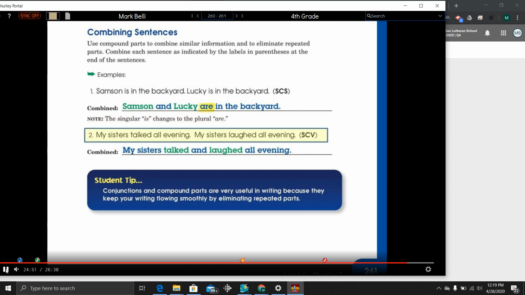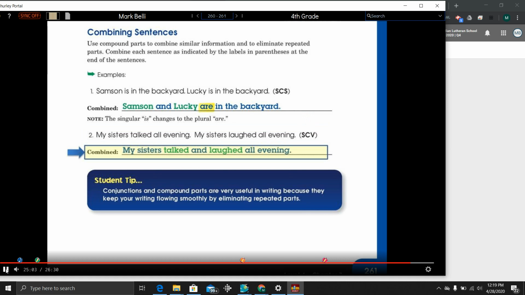Example 2. My sisters talked all evening. My sisters laughed all evening. The abbreviation in the parentheses tells us to write a simple sentence with a compound verb. When you combine the two simple sentences above, you then create My sisters talked and laughed all evening.